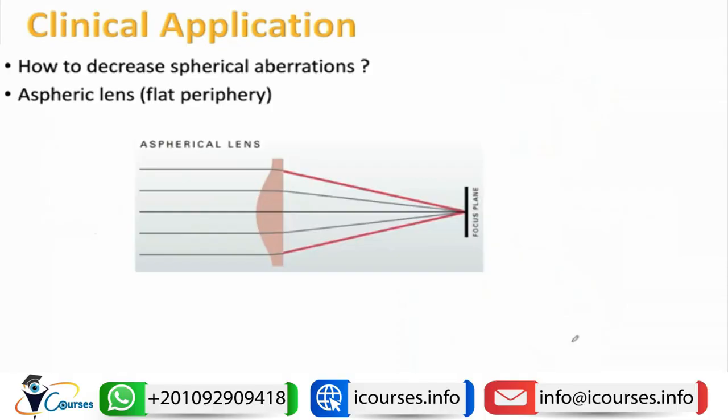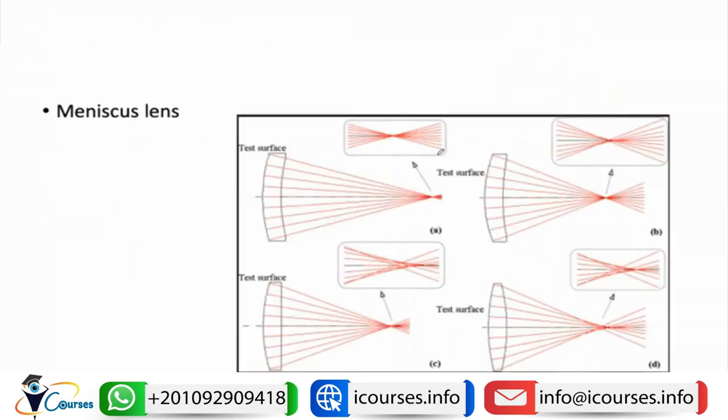So how can we decrease the spherical aberrations? First of all, we make aspheric lenses. So we know there is what's called an achromatic lens, and now we say there are aspheric lenses. Aspheric lenses are lenses that have a flat periphery. The flat periphery will eliminate the prismatic effect of the lens periphery, so that the peripheral and central rays come to a single focus.